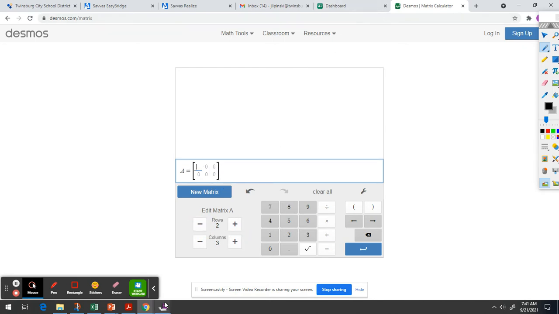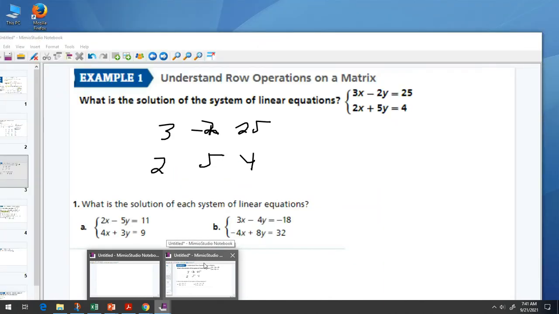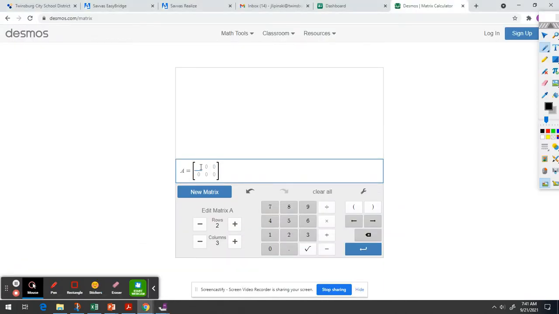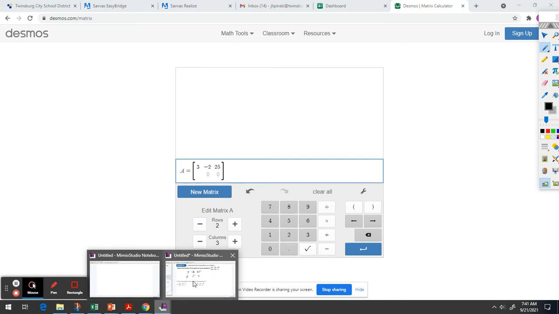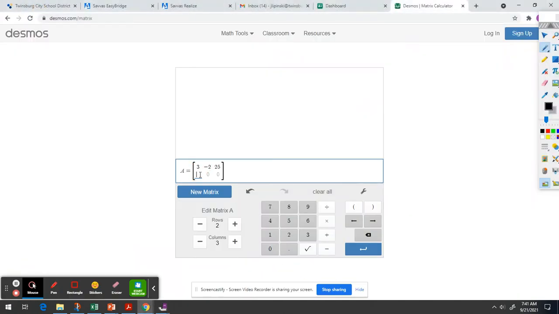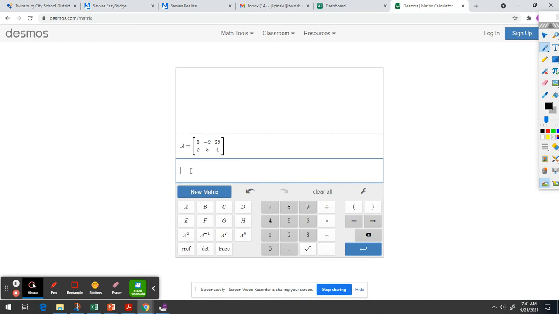All I'm going to do is enter in the coefficients, which were 3, -2, 25. And then the bottom one, which was 2, 5, and 4. Okay, now when I'm done with that, I can hit enter and it'll get out of that. Now it gives me this little space right here. I am naming this matrix A. I'm going to hit this RREF button, which stands for row reduced echelon form, and I'm going to put in matrix A because I named this matrix A.